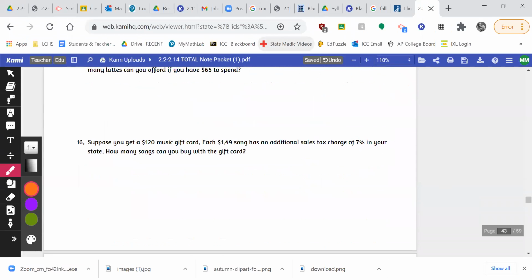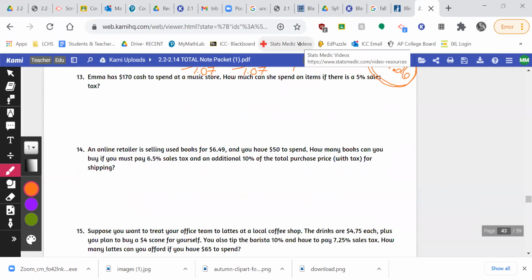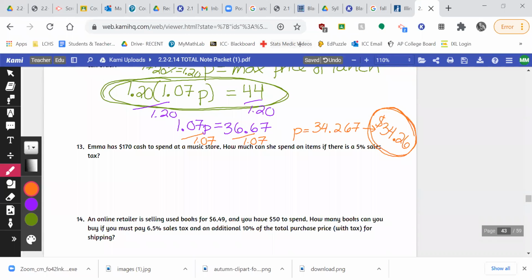Okay, just 4 problems left. Emma has $170 to spend at a music store. How much can she spend on items if there is a 5% sales tax? Okay, so this one is kind of like the problem that we did with the price before tax when we looked at the concession items. So sales tax of 5% is going to be 1 plus 5% as a decimal, which will be 1.05.